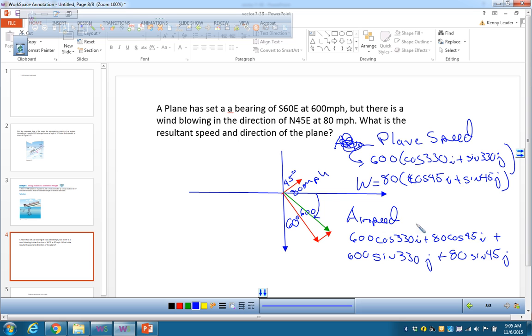Okay, so if I want to find the airspeed, I add up my i parts, I add up my j parts. That's going to give me some vector. To find the speed that the plane's actually going, I'm going to take the square root of something i squared plus something j squared. Understand that? To find the direction, so this is vertical component, horizontal component, we'll call this B, we'll call this A. Inverse tangent of B over A is going to give me this angle right there.